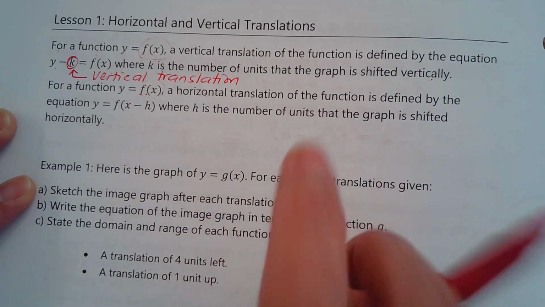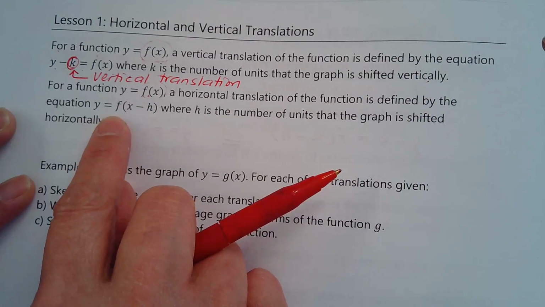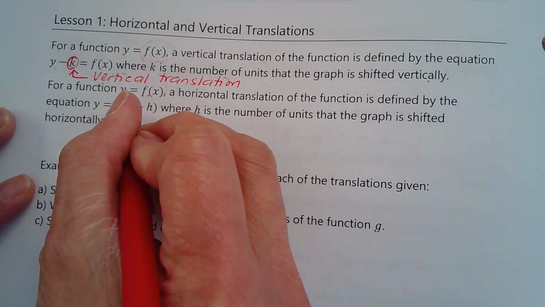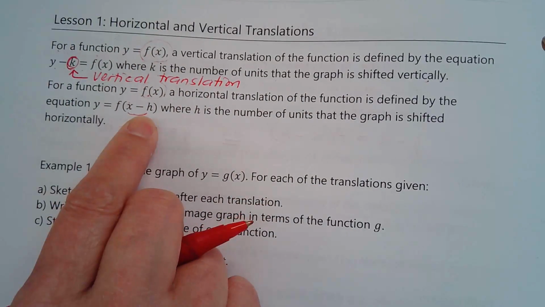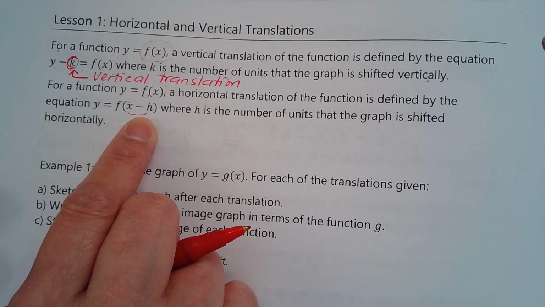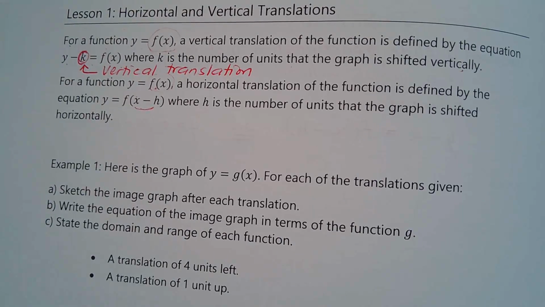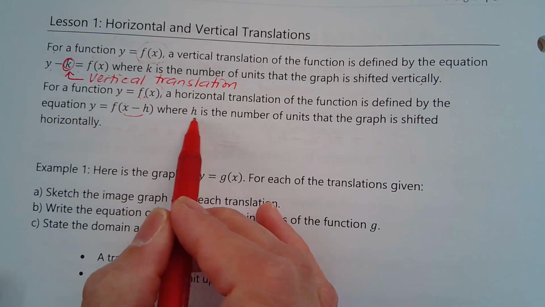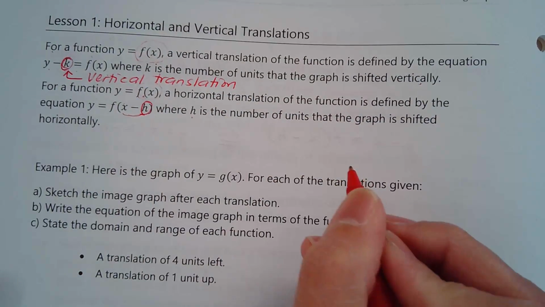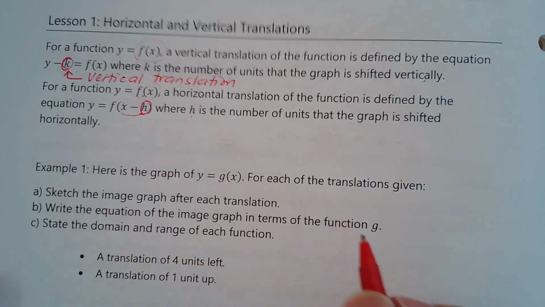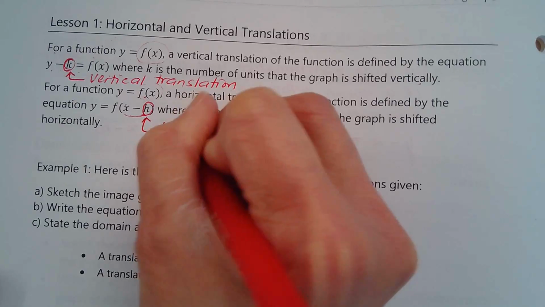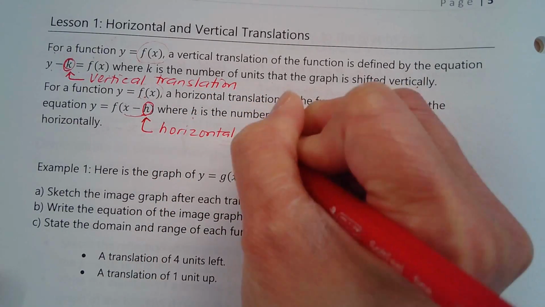A horizontal translation of the function is defined by y equals f of x minus h. Can you see that the horizontal translation is affecting the x? Horizontal is the x value. So it's with the x value. Where h is the number of units that the graph is shifted horizontally. So this h value is our horizontal translation.